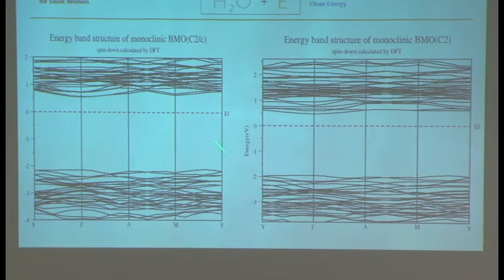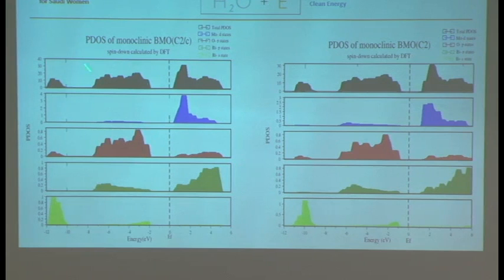This is the experimental value that has been calculated. Then we plotted the band structure for both structures, or both symmetries. As you can see here, this is the band structure. This is the valence band, and this is the conduction band, and this shows the band gap. It has a very wide band gap, and it's hard for the electrons in the valence band to be excited to the conduction band. Then we plotted the projected density of states for both structures.